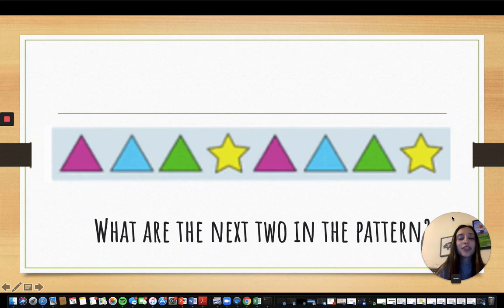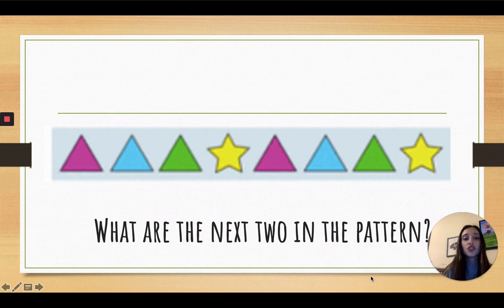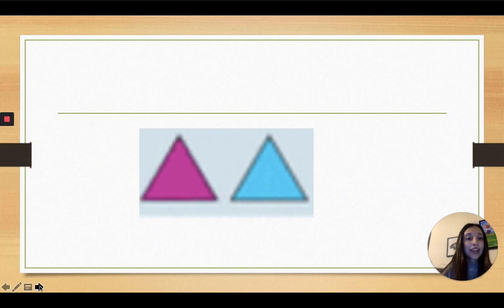All right, so this is asking me, what are the next two in the pattern? I'll give you a second to go ahead and think about that one. All right, so this one is telling me magenta triangle, blue triangle, green triangle, yellow star. Magenta triangle, blue triangle, green triangle, star. So what is going to be my next two in that pattern? Yeah, so my next two are going to be that magenta triangle and that blue triangle.